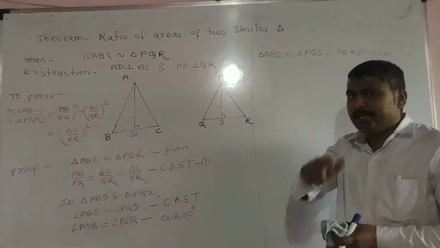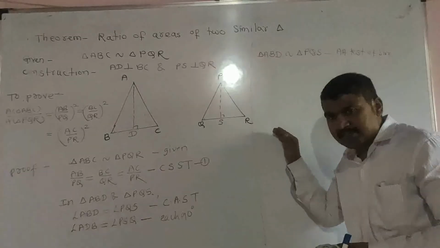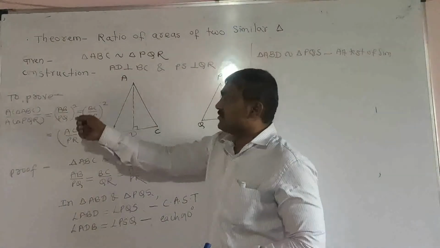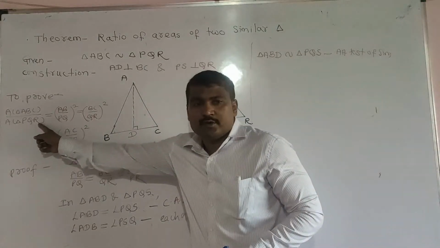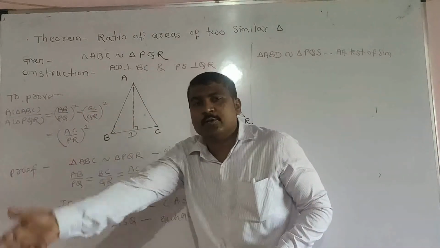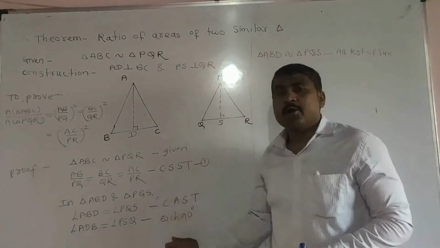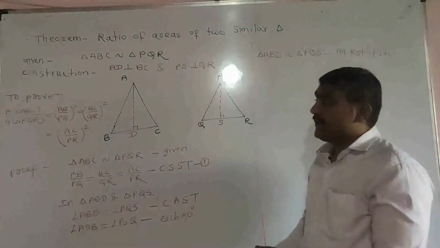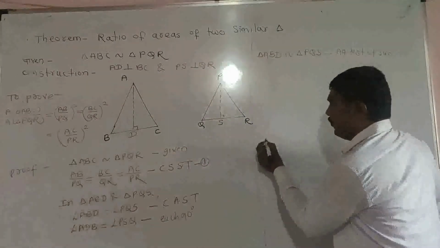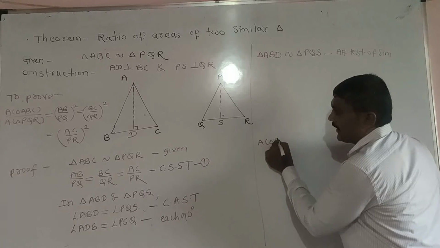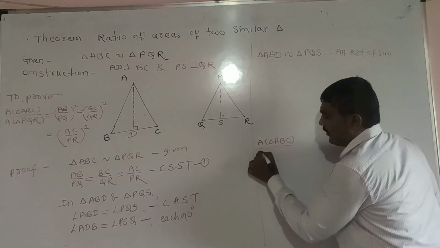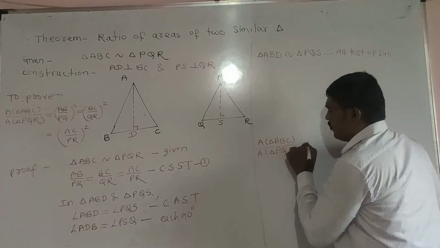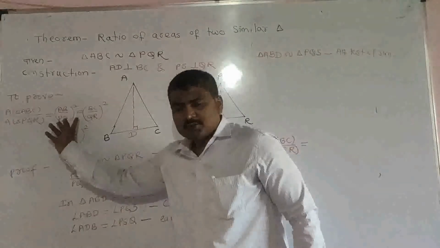So the reason is, I am telling you the reason. I am leaving some space here, and I am going to concentrate on directly answering. Then you will automatically understand why I have done this. Okay? So I am now concentrating on the answer. What is to prove? We have to prove area of triangle ABC upon area of triangle PQR is equal to. We have to prove this one now.